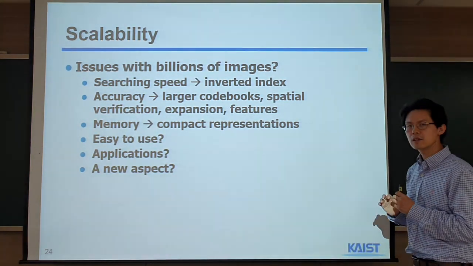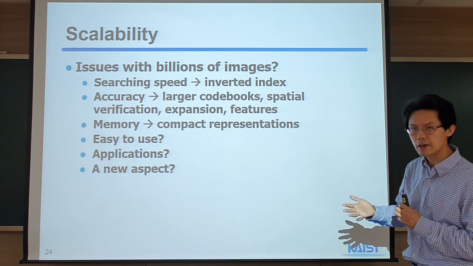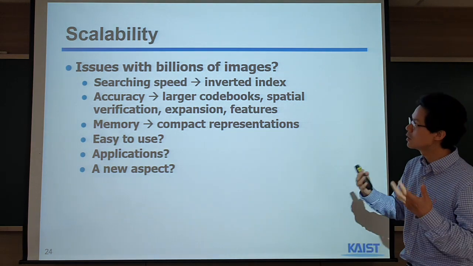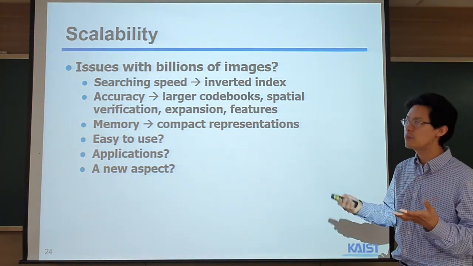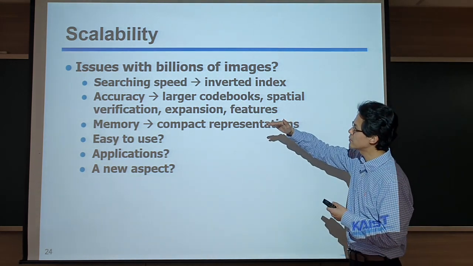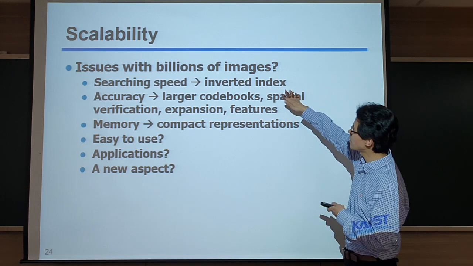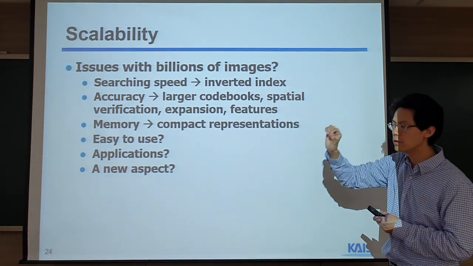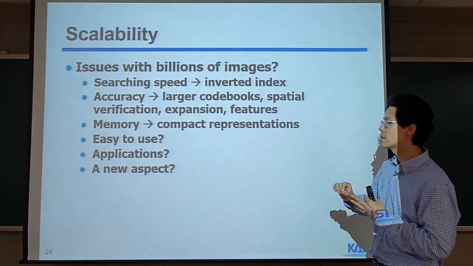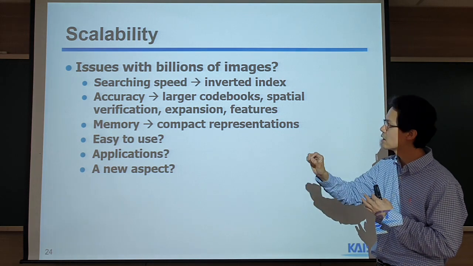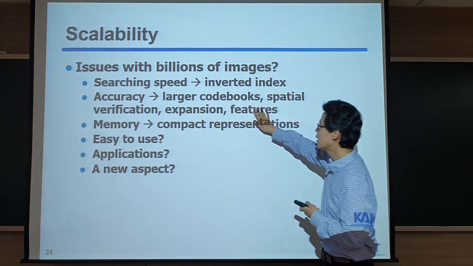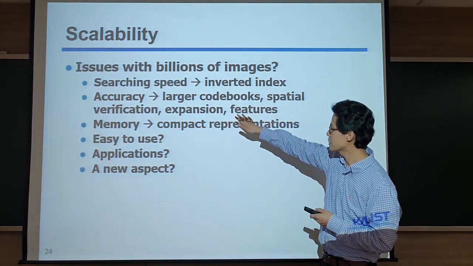Okay, so I talked about the different approaches: the inverted index, and also a more recent technique, the inverted multi-index. We definitely use that kind of approach for handling billions of images. To improve the searching speed, we use the inverted index, so instead of going over all the images stored in the DB, we only look at the related images in terms of the codebook. Then we can achieve high accuracy by using a large codebook, also spatial verification, query expansion and so on.